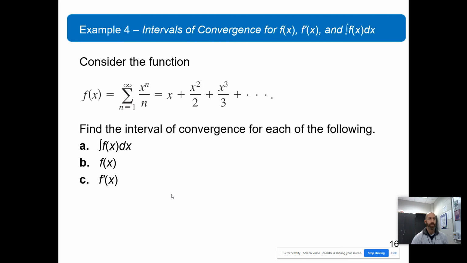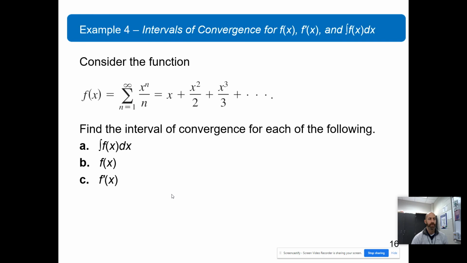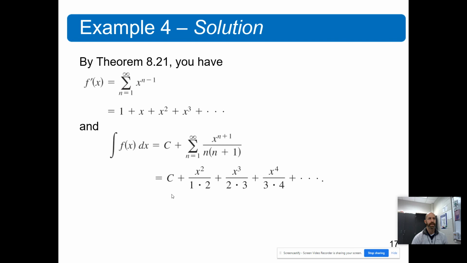So we're looking at part C here. If we take the derivative of our function, we get x to the n minus 1, which is 1 plus x plus x squared plus x to the third, etc. The integral of f of x is going to be c plus the integral from 1 to infinity, and we're doing our power rule, which gives us c plus x squared over 1 times 2, plus x cubed over 2 times 3, plus x to the 4, etc.